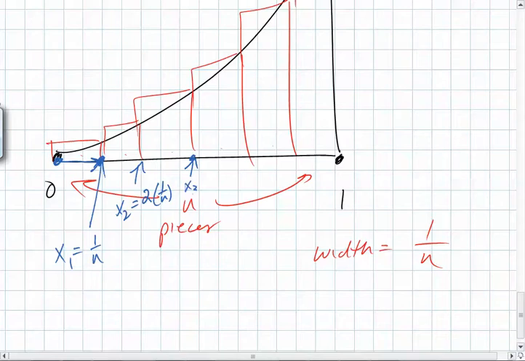And what's the third one going to be equal to? 3 times 1 over n. Exactly, 3 times 1 over n. It increments, it multiplies one more. What's the last one going to be? What's this one going to be right here? n times 1 over n. What's n over n? 1. So are we where we should be? Yes.